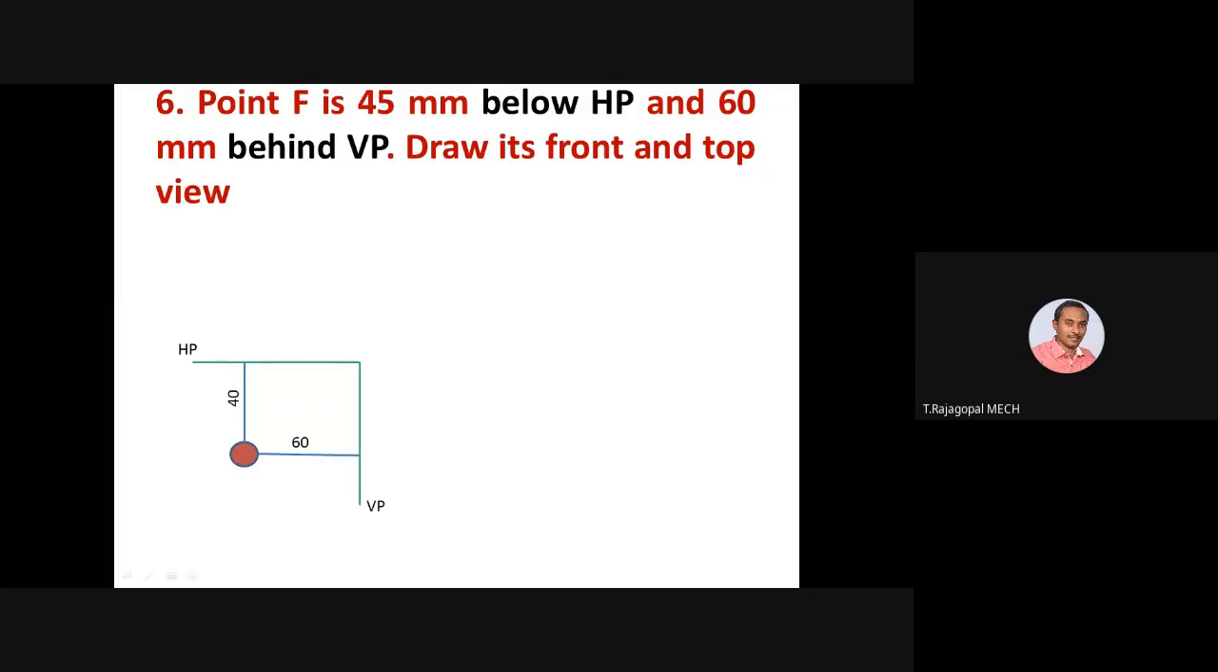After fixing the distance, you can draw the XY reference line. Here we are going to rotate the horizontal plane again by 90 degrees in clockwise direction.